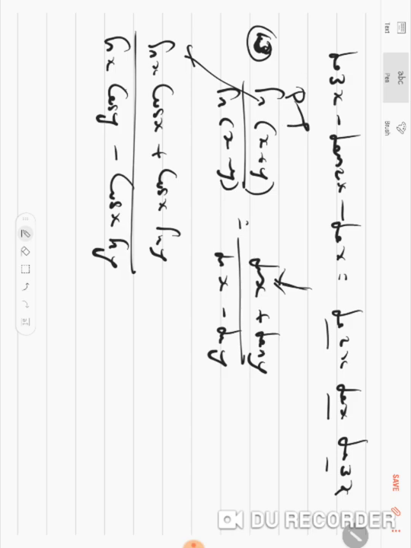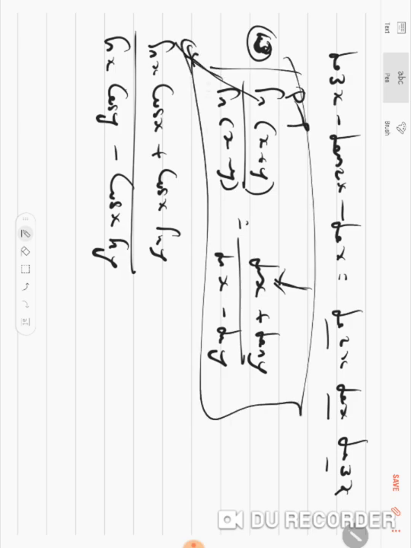You need a tan x here on the right hand side. You are only taking the left hand side and you want a tan x. How do you convert this into tan x? Sin x cos y, right? For tan x, you have to divide it by cos x cos y. If I divide it by cos x cos y, it will become tan x. This will become cos x cos y. It will become tan y.